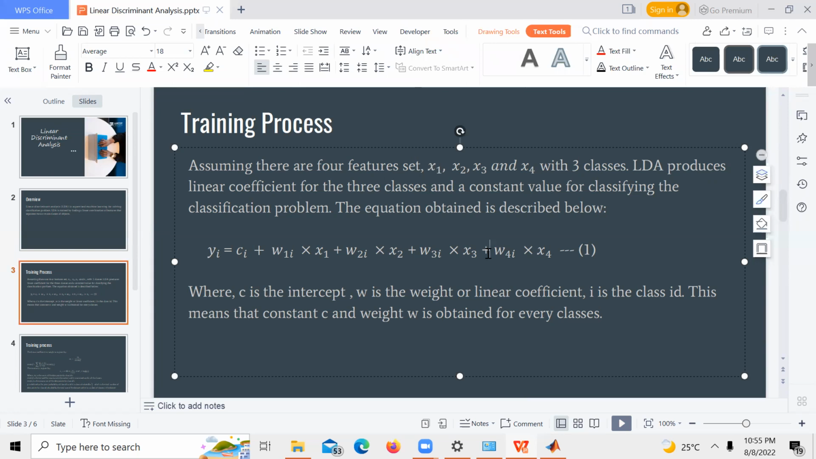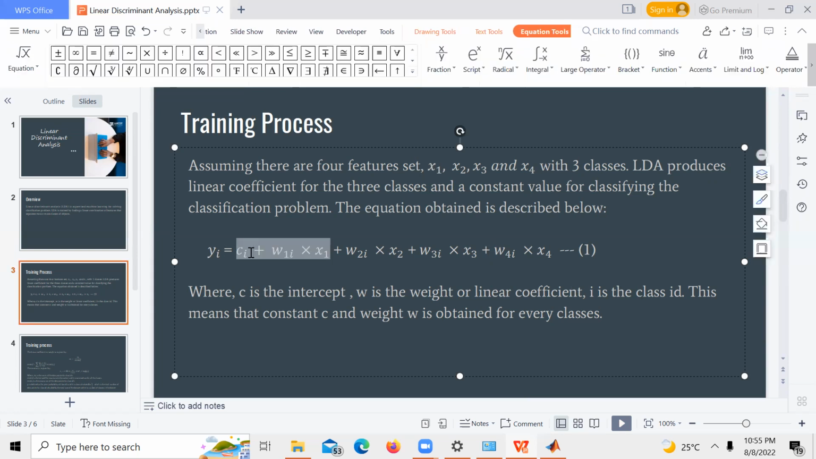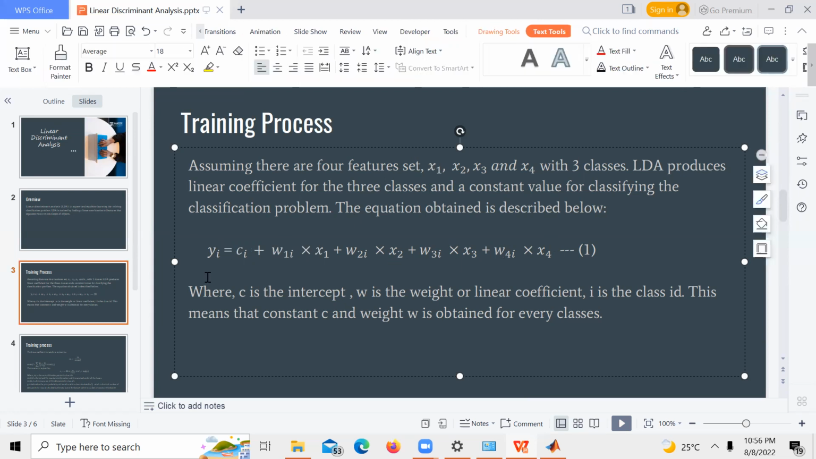So for class ID1, we have a constant, a single value, and 4 weights. Then we also have class ID2, for which we also have a constant and a set of values. So we make a predictor for each class, which looks like this. Okay, so this is the training process of LDA.